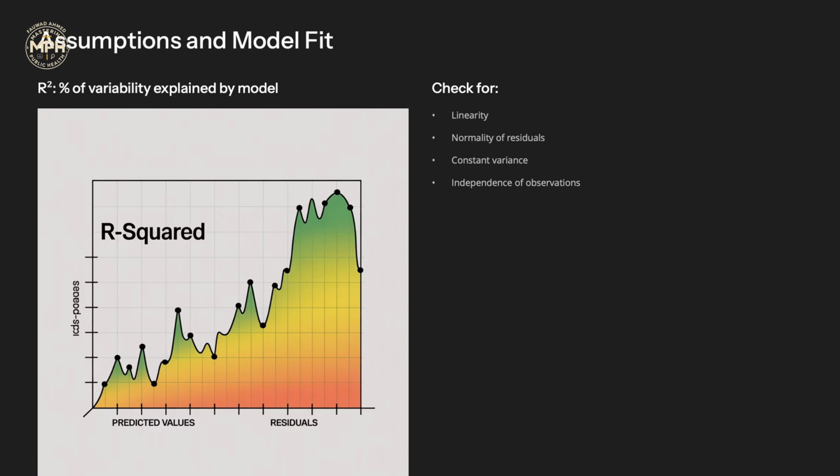We assess the model fit using R-squared, which tells us how much of the outcome variation is explained by the model. We also check for assumptions: linearity, normality, constant variance, and independence of errors.